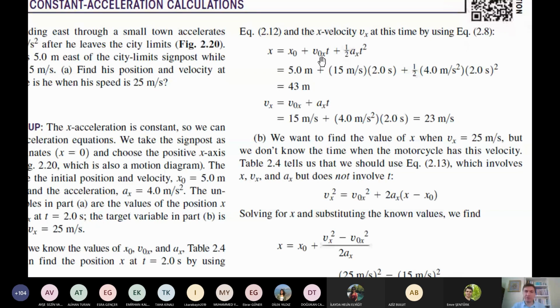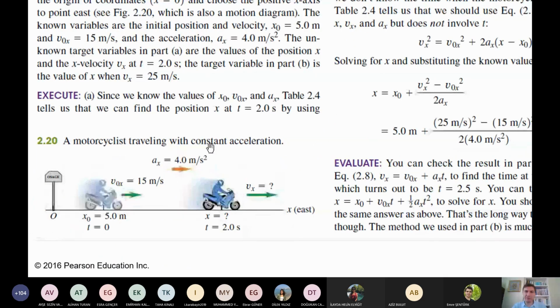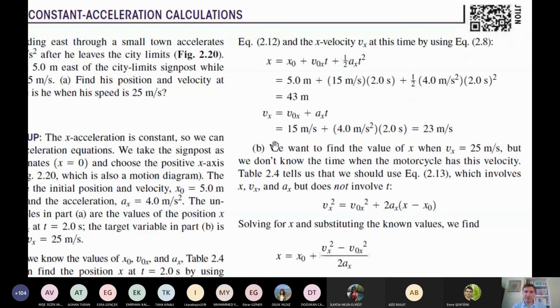Final position is equal to initial position plus v0x times t plus 1/2 ax t squared. So the initial position is 5 meters. It is given within the question. Initial velocity is given, acceleration is given, and the time is 2 seconds. We are looking for the position when the time is 2 seconds, and the acceleration is given, which is constant. Put them here. So when the time is 2 seconds, the position of the motorcyclist is 43 meters.